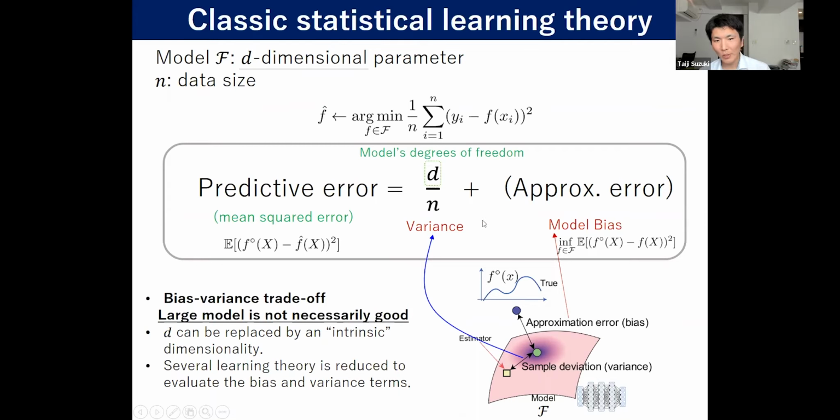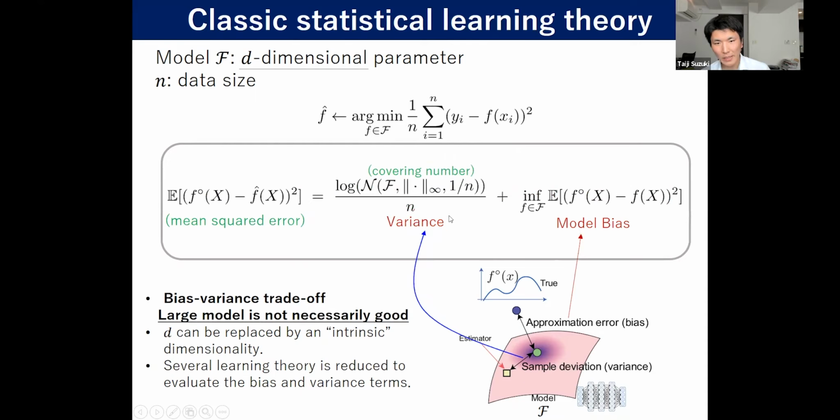So there appears some trade-off between the bias and the variance. If you increase the complexity of the model, then the dimension D becomes large, so the variance becomes large, but the bias could be smaller. On the other hand, if you decrease the complexity of the model, the bias becomes large, but the variance could be smaller. So you see there is a bias and variance trade-off. You need to balance the bias and the variance to obtain good predictive performance.